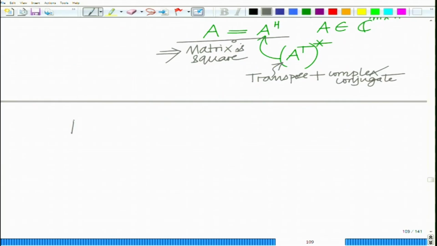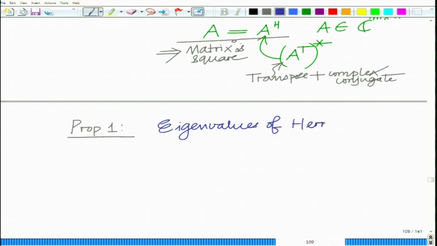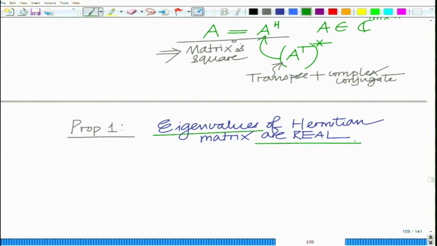Now, we want to prove some of the properties of these Hermitian symmetric matrices in this example. The first property is that the eigenvalues of a Hermitian matrix are real. That is, if you consider the eigenvalues of a Hermitian matrix, these are real.